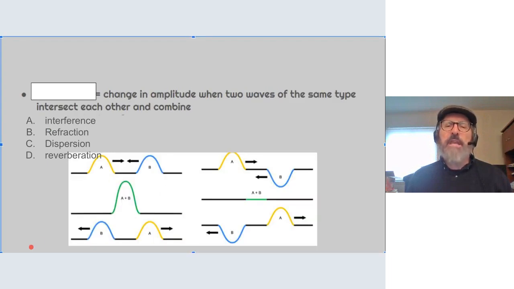All right, so this is the tough one that we were talking about yesterday, right? Change in amplitude when 2 waves of the same type intersect with each other. It could be interference, or it could be refraction, dispersion, or reverberation, but it looks like you guys got it, right? Yep, it is interference. We will have these pictures for you in the test as well, so get used to those. All right, got 3 people that said interference. Thanks so much, guys.